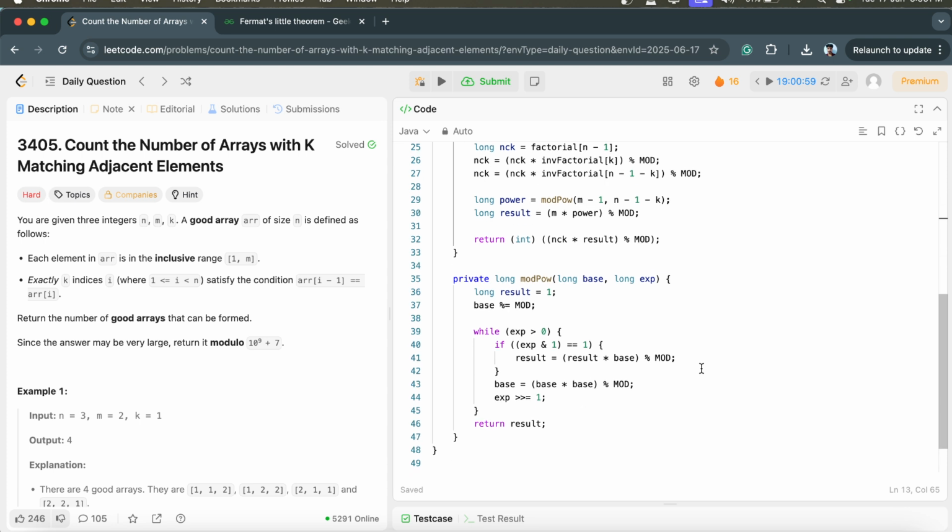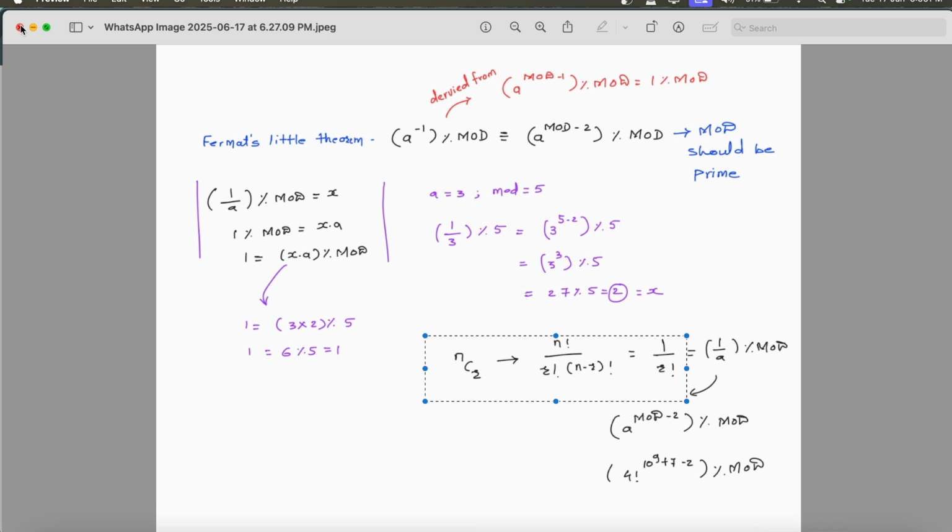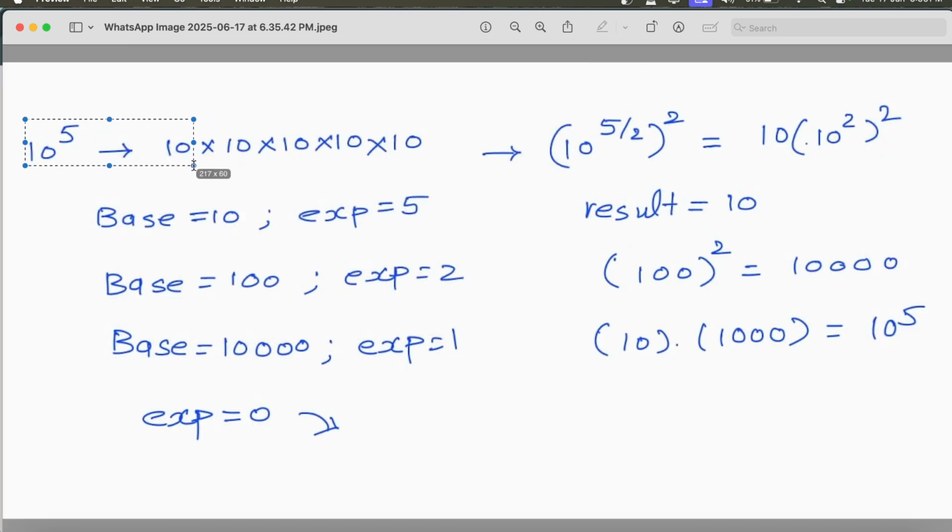So the power of any number, if we want to get it in log of n time, logarithmic time, because normally, suppose we have 10 to the power of 5. Let us look at the image as well. Suppose we want to derive 10 to the power of 5. A for loop can run n times, here till 5, and we can keep multiplying the base value, 10, five times. This basically takes O(n) time when we solve it this way.